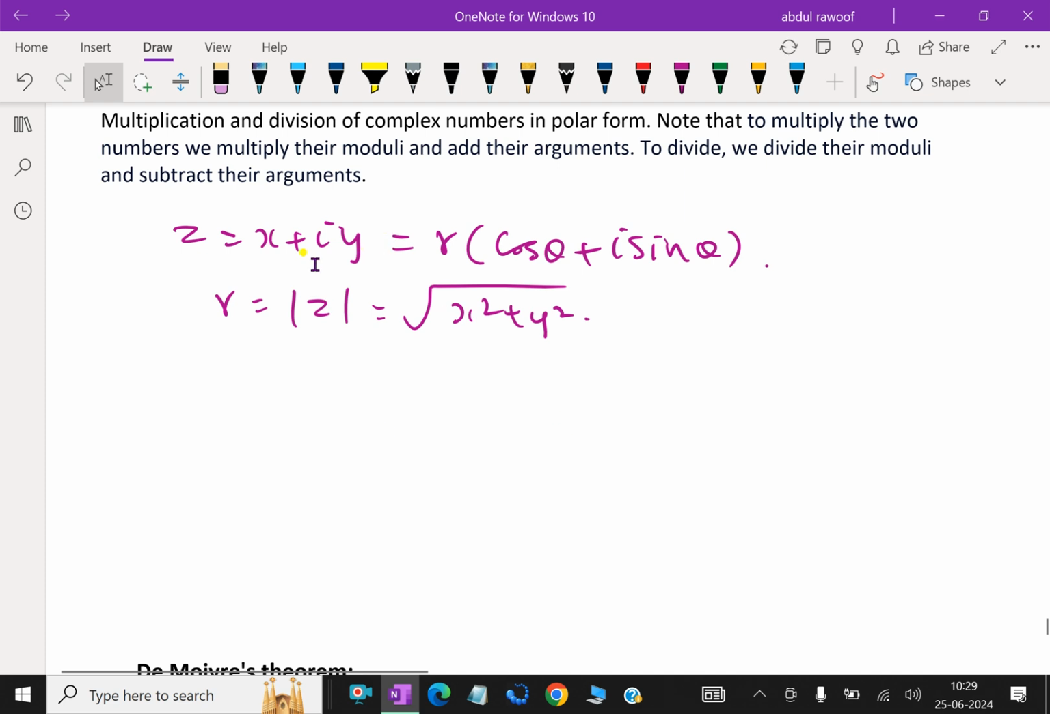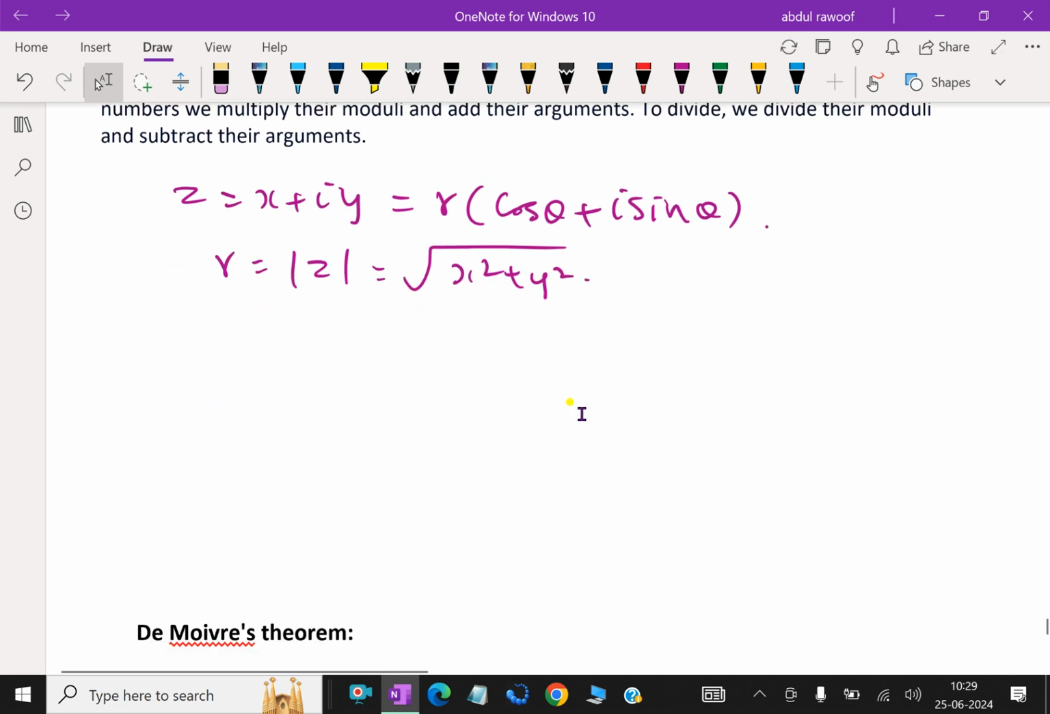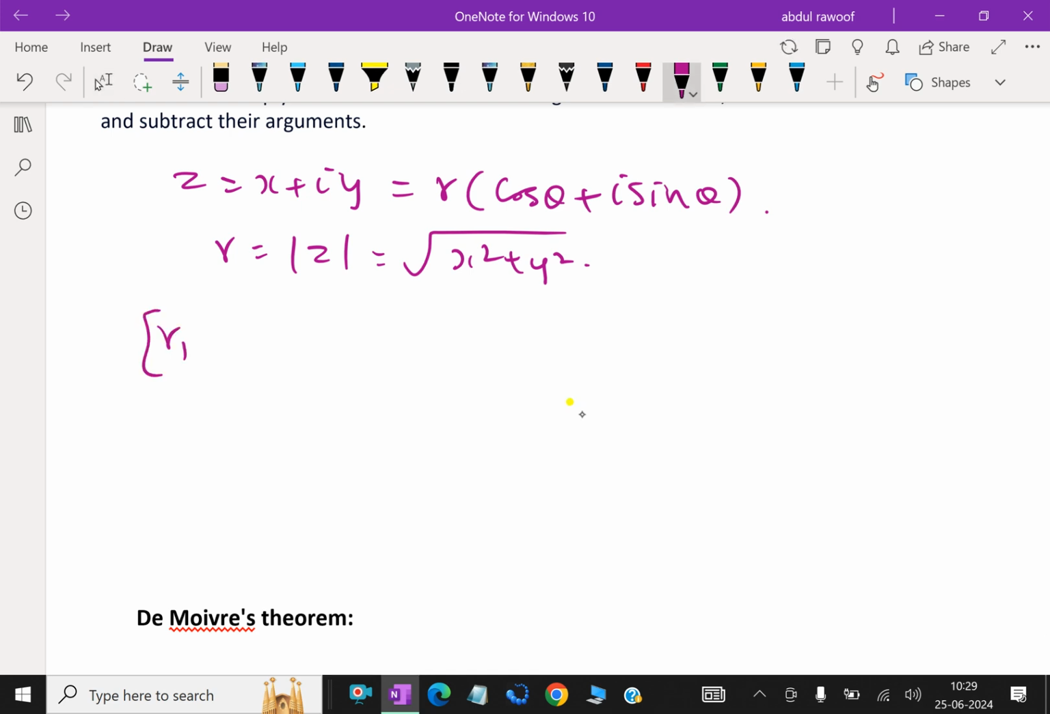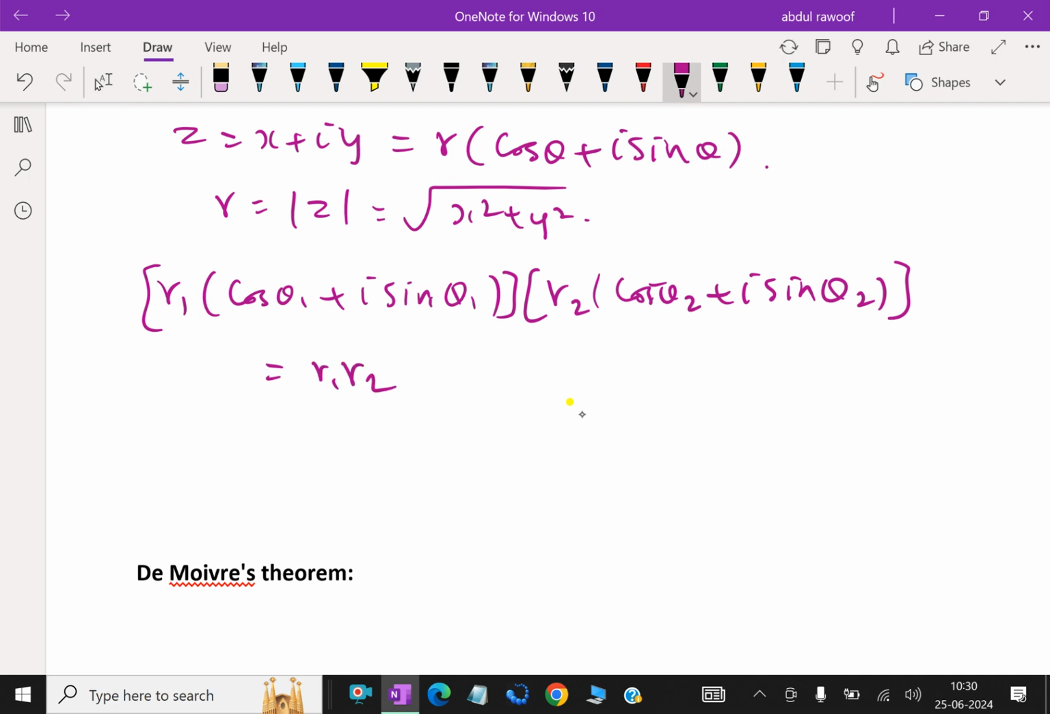Then this is a polar form of a complex number. Then multiplication and division of this complex number: first, r1, the first complex number, that is r1 into cos theta 1 plus i sin theta 1, into r2 cos theta 2 plus i sin theta 2, which is equal, in simplified form, to r1 r2 cos of (theta 1 plus theta 2) plus i sin (theta 1 plus theta 2).